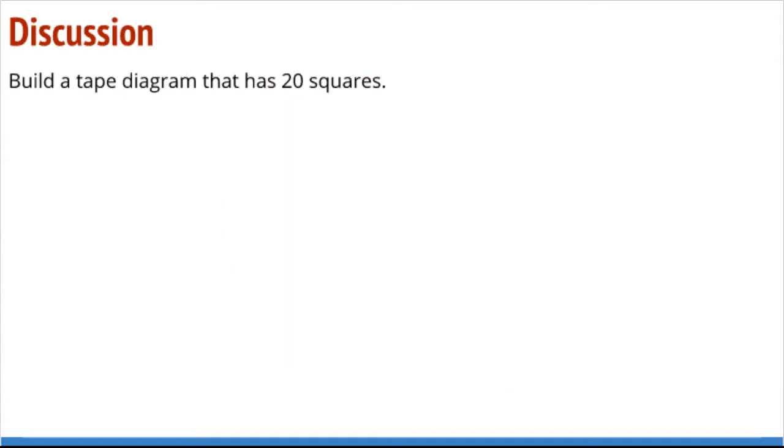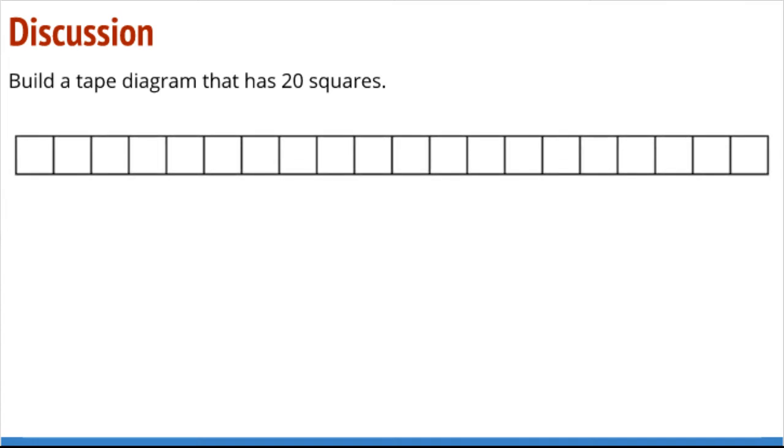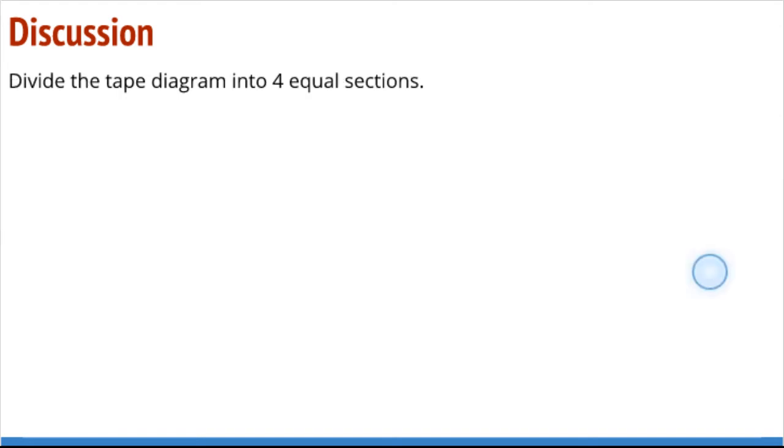So first thing you need to do, build a tape diagram that has 20 squares, so use your hands-on manipulatives. Go ahead, pause the video and take care of that. When you're done, go ahead and unpause the video. So hopefully you built something that has 20 squares. Now go and move your manipulatives so that you have 4 equal sections. If you're doing this on paper, indicate how you would separate this into 4 equal sections.